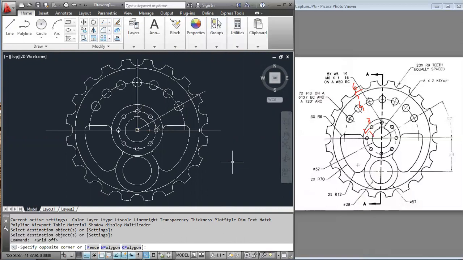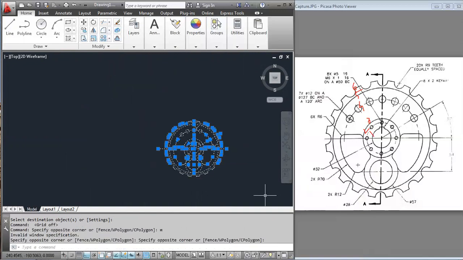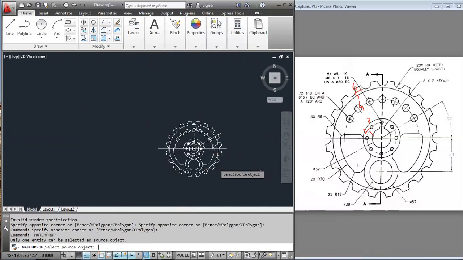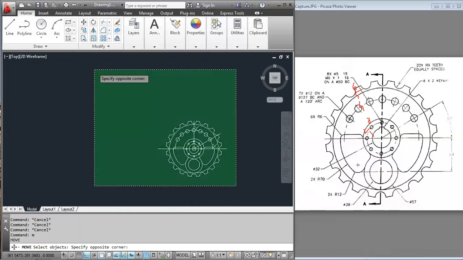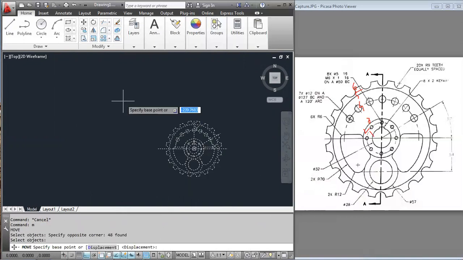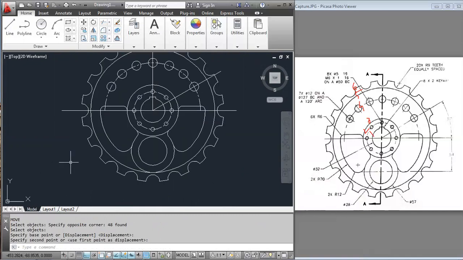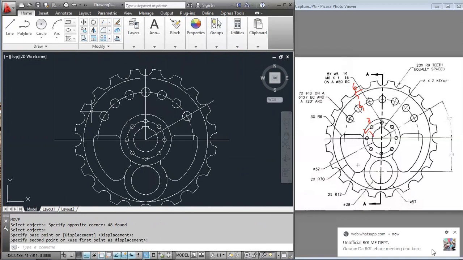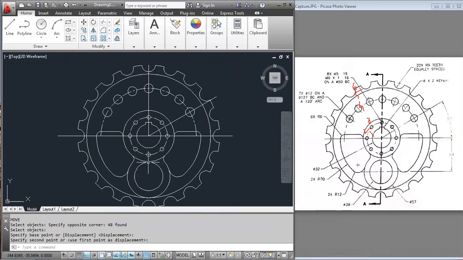Now I can move it as well. Just select M, select the whole part, space, again escape. M, select the whole part, enter. Now take it away so that I can see it in a clear vision without X and Y, right? Alright, so this is how you draw it.